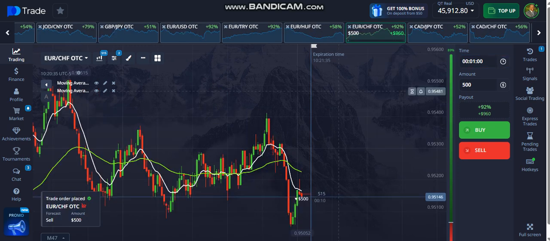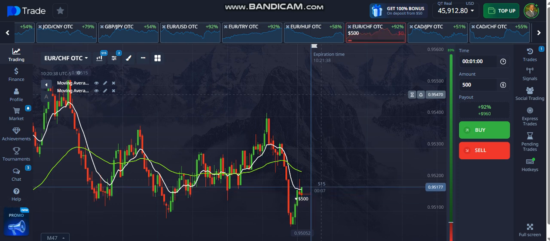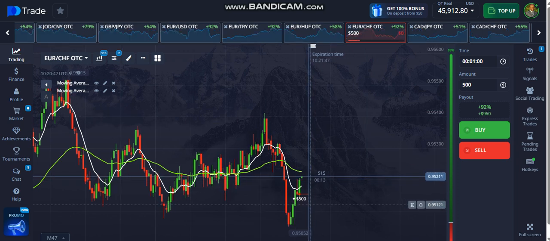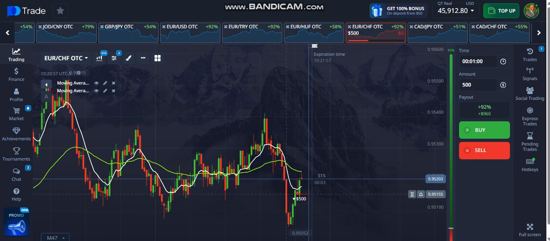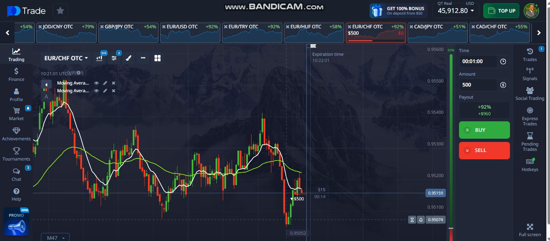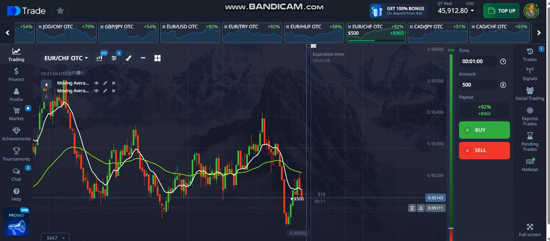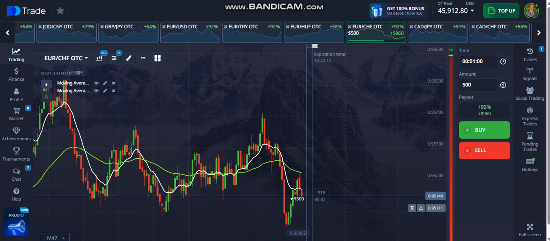Okay, so I'm back on the Euro Swiss franc OTC pair, and I just took a put trade, a sell trade on the pair because initially we see the crossover, sharp crossover here with these real red bearish candles, and then there was a sharp retracement back to the 10 EMA line. And so let's monitor this trade and wait for it to expire.